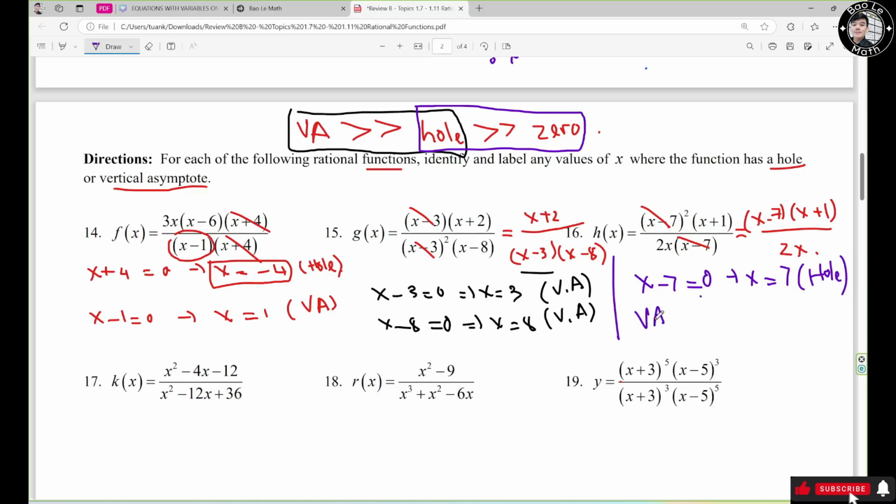Now for the vertical asymptote, you just let the denominator equal 0, right? So you have 2s equals 0. So s must be equal to 0, right? So this is the vertical asymptote.